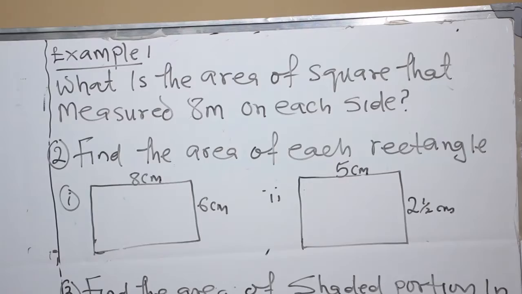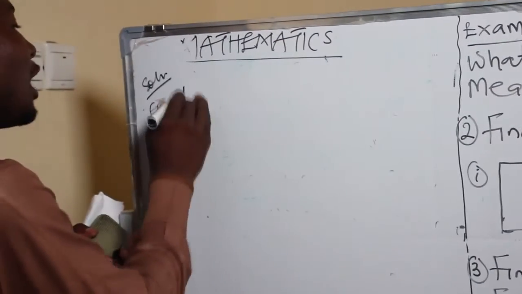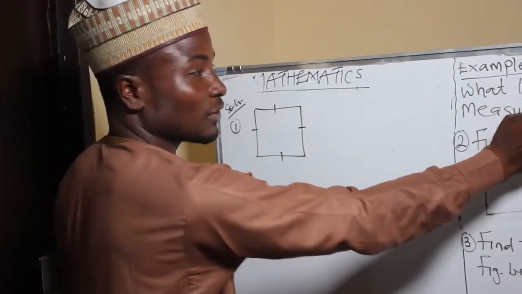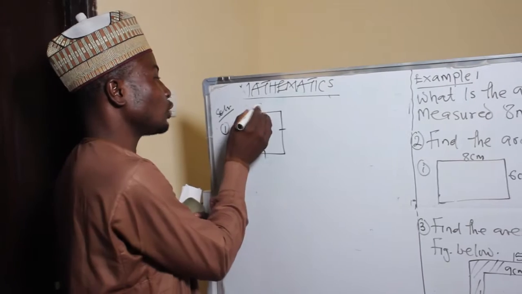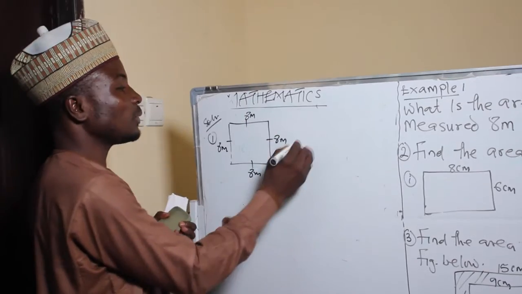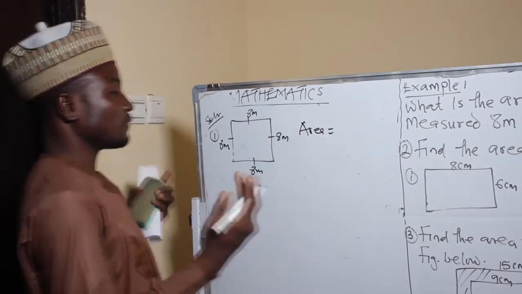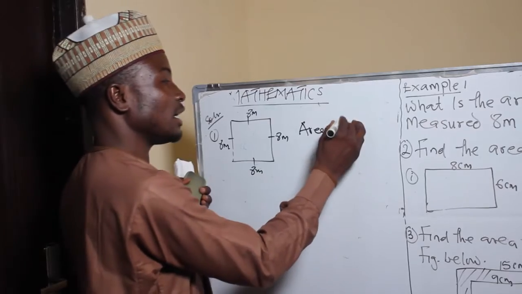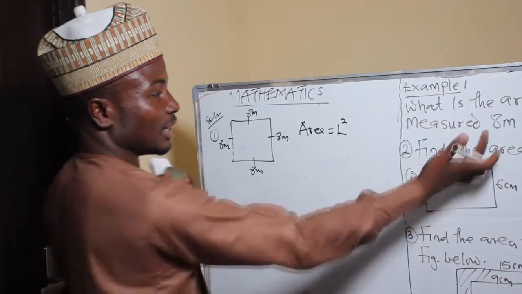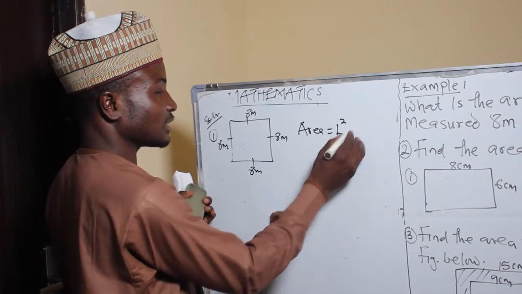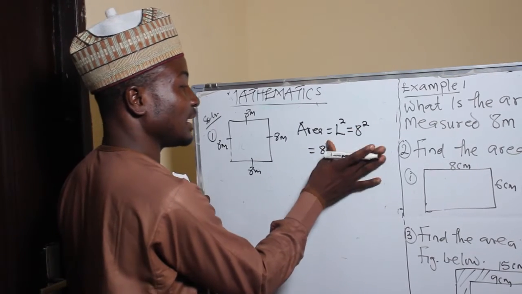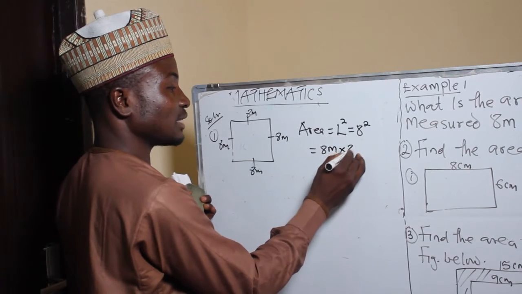So now, if you have a square like this, we know that all the sides are equal, right? And the question has told us that the side is 8 meters. So here will be 8 meters, here is 8 meters, 8 meters, and 8 meters. What do we agree that is the formula for calculating the area of a square? We said it is L squared. L squared simply means L times L. But class, what is our L? Our L is equal to 8 meters, right? So we just said this is the same thing as 8 squared, which is the same thing as what? 8 meters times 8 meters.